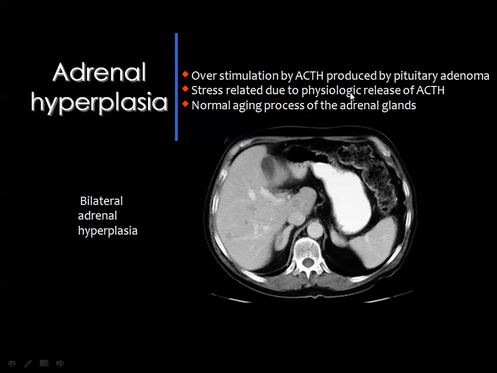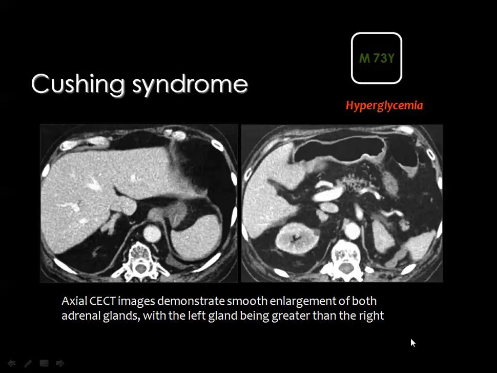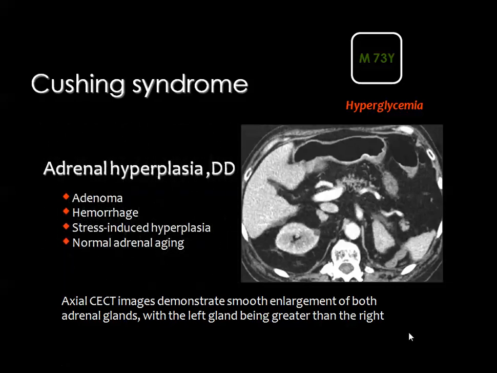And sometimes this hyperplasia is stress related, due to physiologic release of ACTH. Hyperplasia usually affects both glands, but it may not be symmetric. Like in this example, you see the right suprarenal gland is prominent. It is maintaining the normal inverted Y configuration, and on the left side, it is more enlarged, and it lost some of its normal configuration.